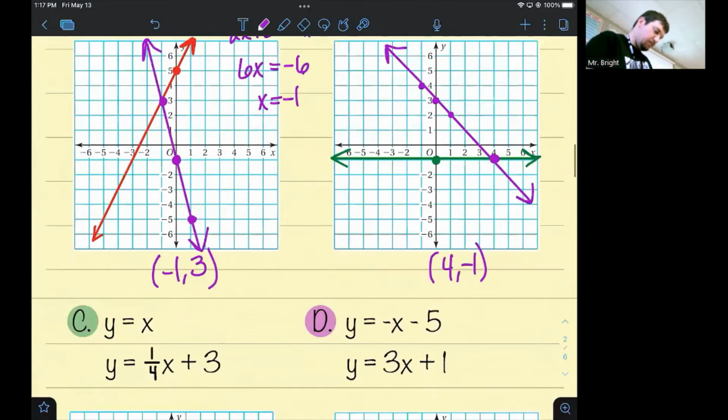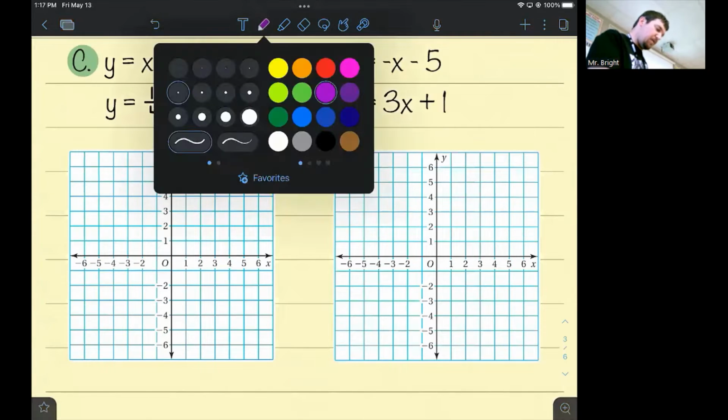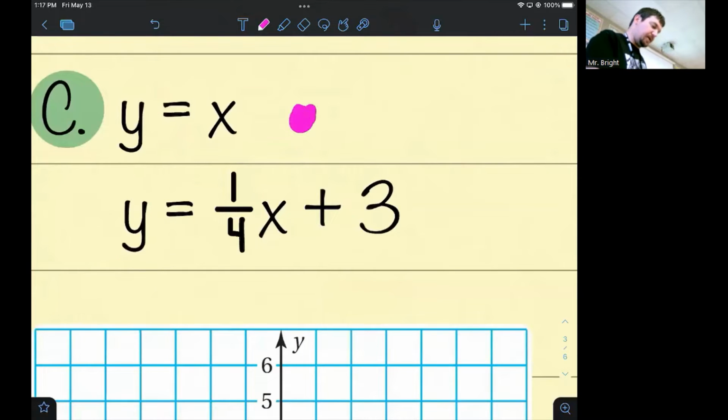Okay. Moving on. That's pretty much what this homework is. We'll do the top one in pink. Or I'll do it in pink. You can do whatever color you want to do it in.